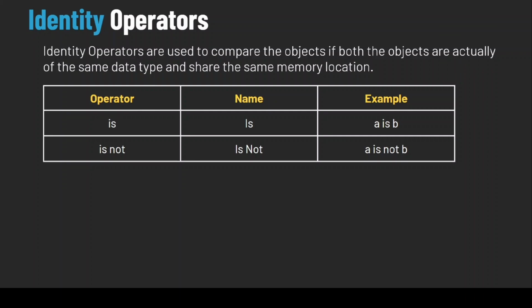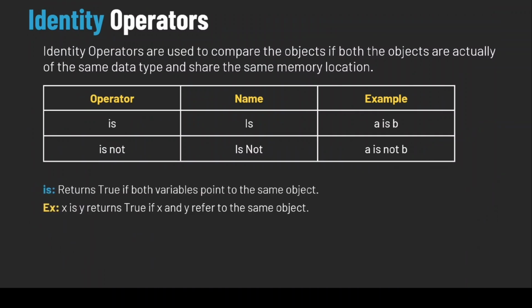Let's move on to another important category of operators in Python, identity operators. Identity operators are used to compare if two variables are actually the same object in memory. They check if both objects have the same data type and share the same memory location. Identity operators have two operators. The first is the is operator. The is operator checks if two variables refer to the same object in memory. It compares the memory location of the object, not just their value.